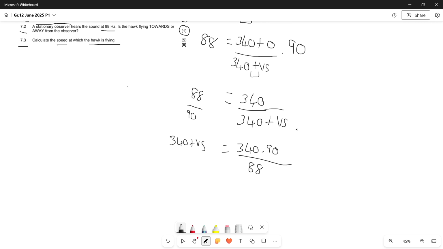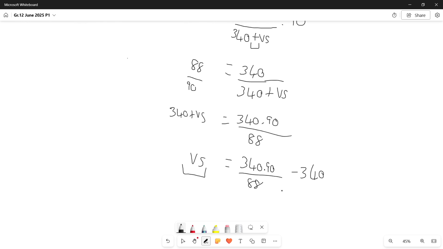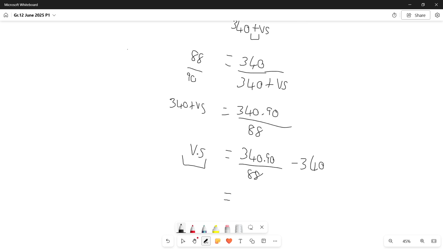So we took these two guys up top left, we took the 90 up top right, and we took the 88 down bottom. So we now at this stage can take the 340 over. So we have 340 multiplied by 90 divided by 88, subtracting 340 over here. And then at this stage we have Vs left by itself on the left side, and we can just plug this into our calculator and we will have our final answer for the velocity of the source. And our final answer is 7.73 meters per second to the -1.